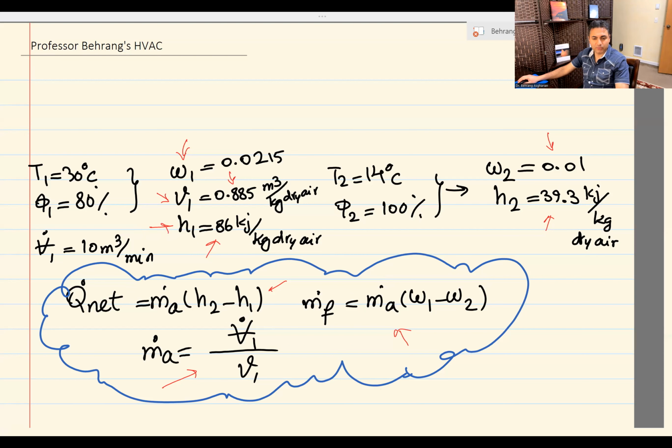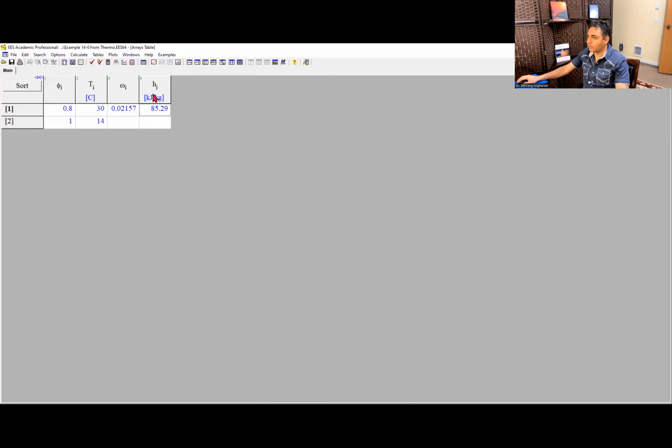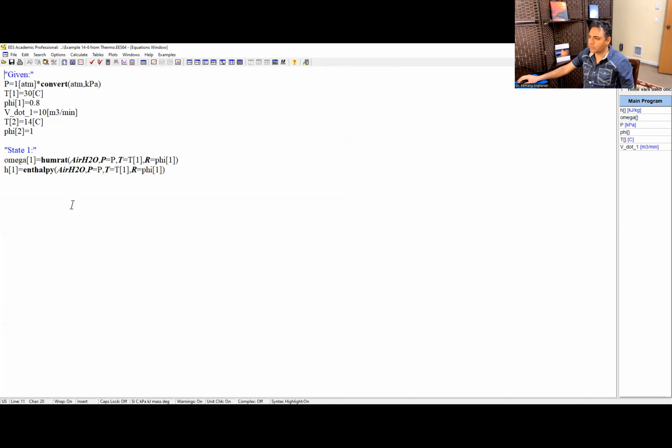And what did EES give me? EES gave me this value, 85.29. That's pretty good, and it's supposed to be more accurate. Okay, what else do I need to know here?